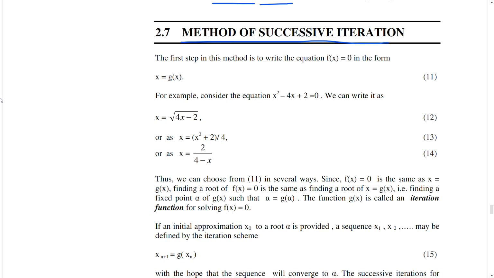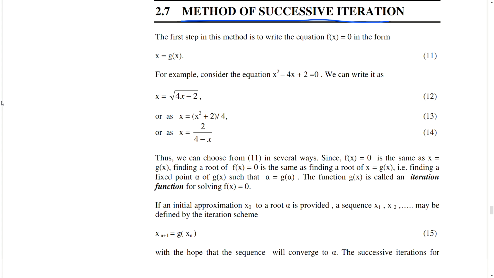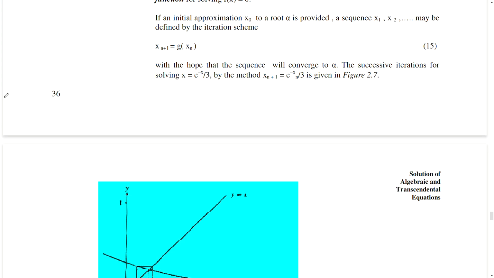If an initial approximation x0 to a root alpha is provided, a sequence x1, x2, and so on may be defined by the iteration scheme x(n+1) equal to g(xn), with the hope that the sequence will converge to alpha. The successive iterations for solving x equal to e^(−x) by 3 by the method x(n+1) equal to e^(−xn) by 3 is given in the figure.